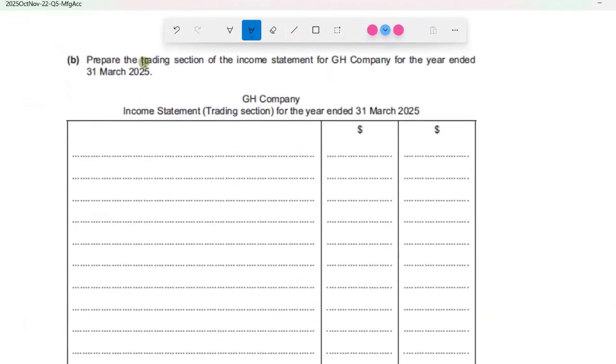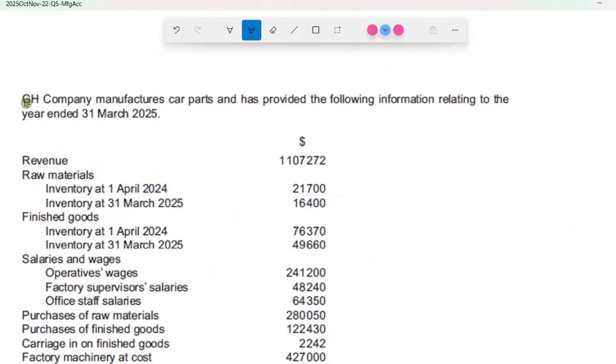Requirement B is to prepare the trading section of the income statement for the same company for the year ended 31st March 2025. The trading section refers to the section until the gross profit only. That's the last part of the question. So only two parts. Okay, let us look into the details now.